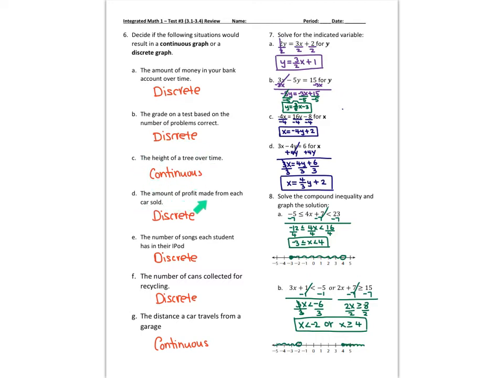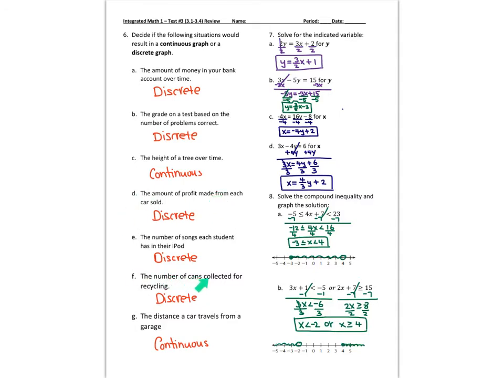The amount of profit made from each car sold is going to be discrete because it's a certain amount you're making, and the next time you're going to get a different amount. The number of songs each student has on their iPod. Remember, you're counting. So I have 10 songs on my iPod. I have 11 songs on my iPod. But you can't have half a song. And same with D. In D, I can't sell half a car. So that's why it's discrete. I either sell a whole car or I don't.